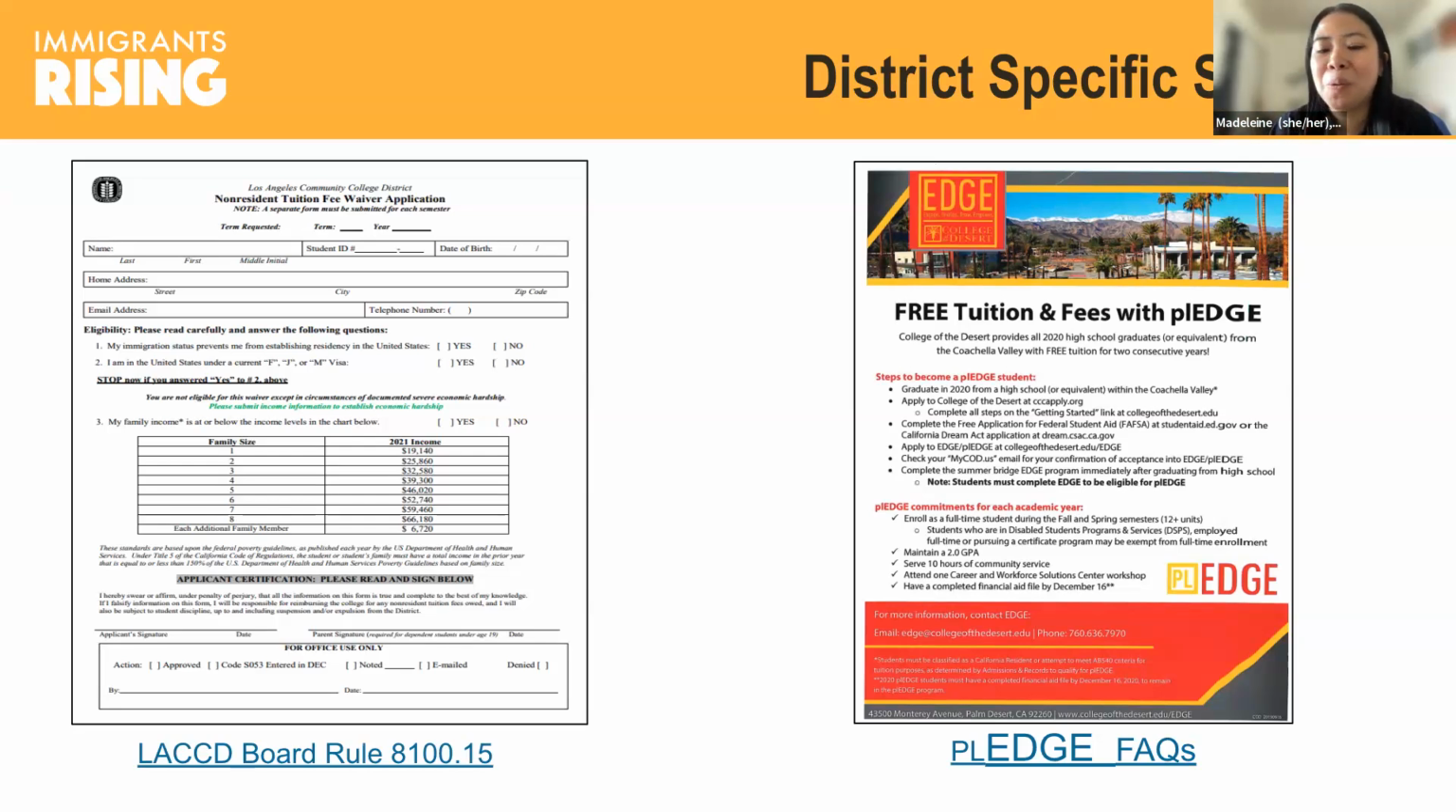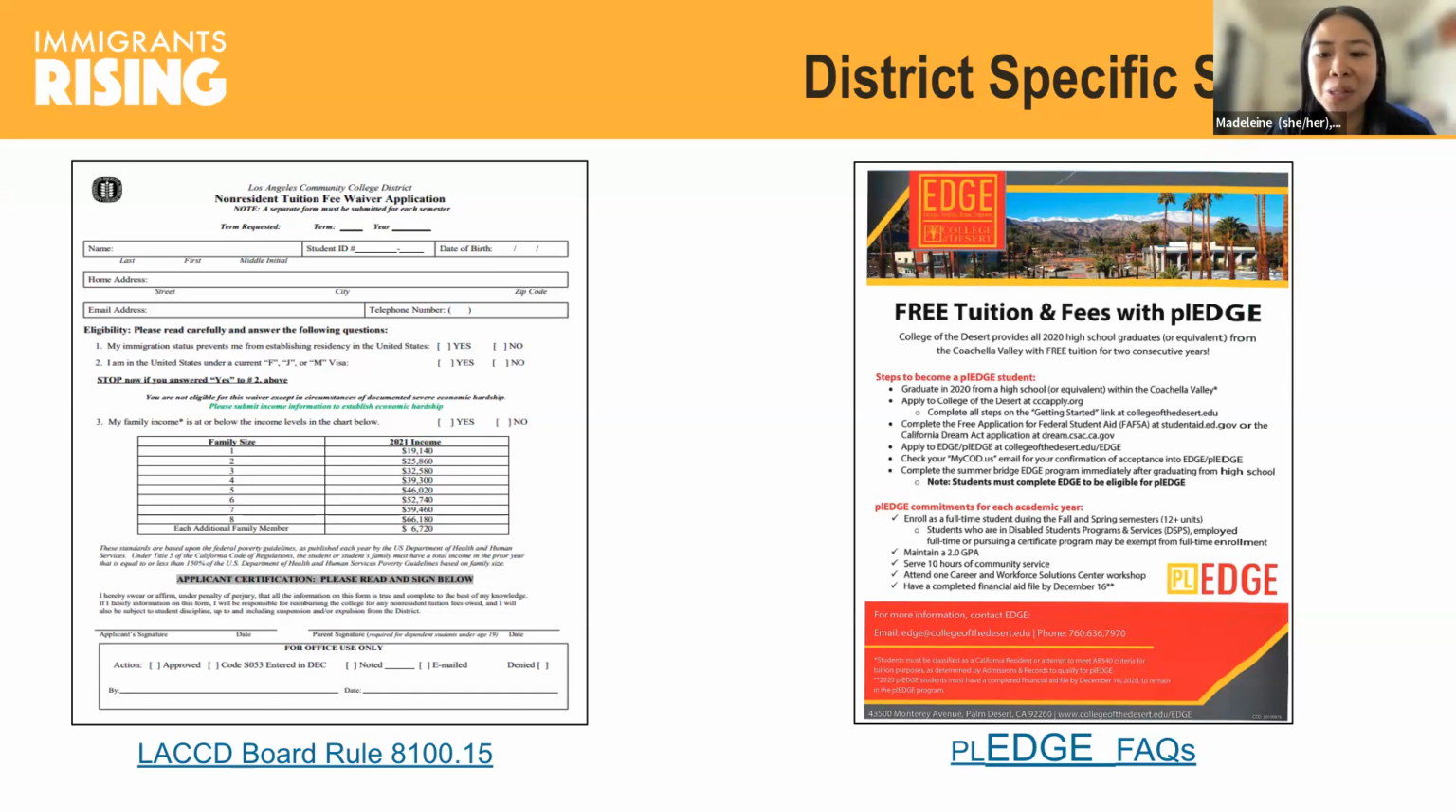to also pay resident fees. Yes, it's based on financial need. That's a specific board-approved, district-wide rule that LACCD has been using to support those students.